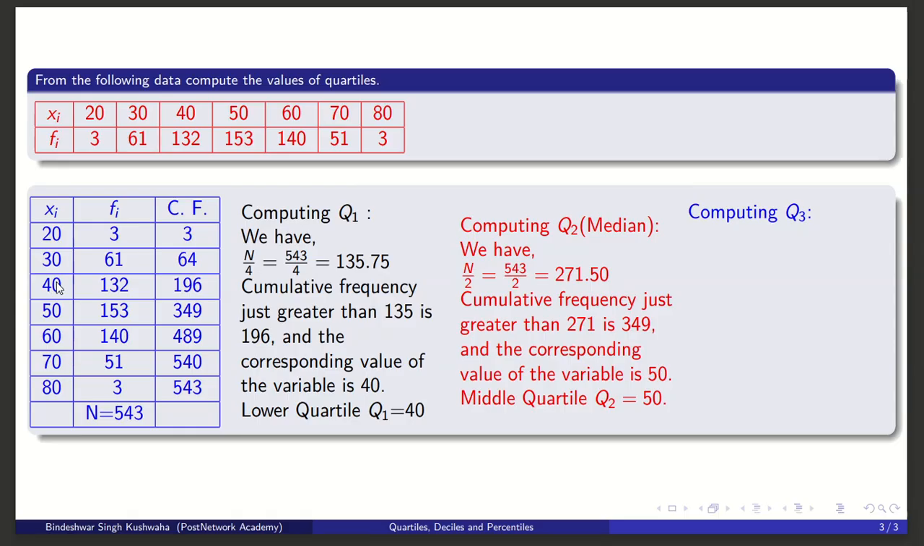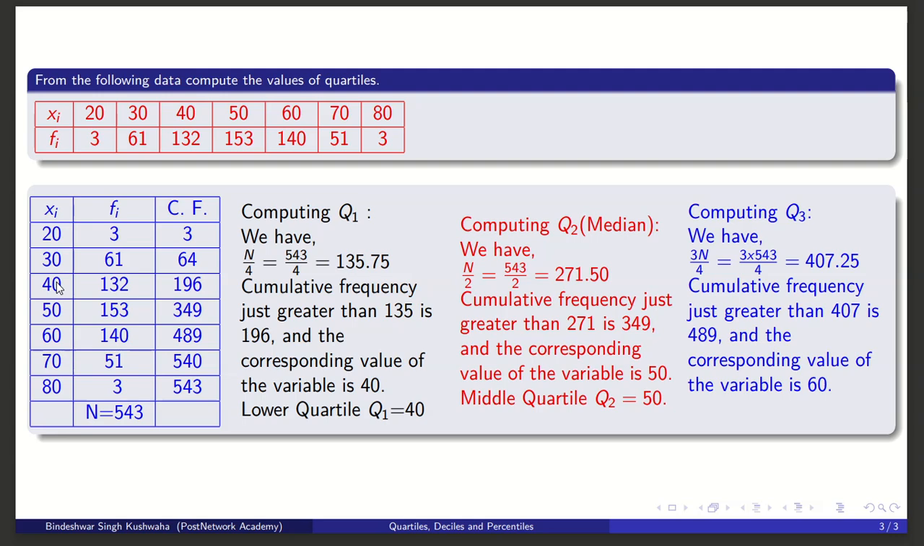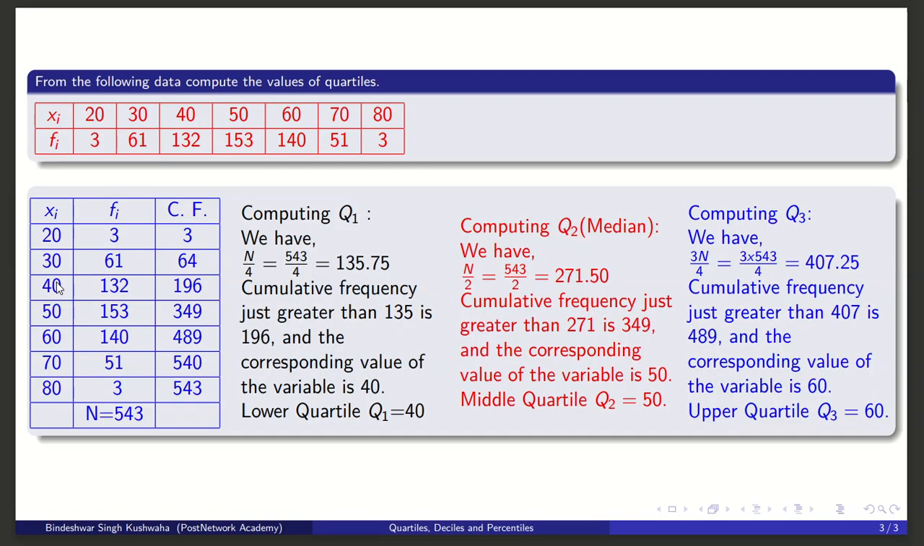Now let's see Q3. So we have 3n upon 4, that is equal to 407.25, but we will consider 407, and the cumulative frequency just greater than 407 is 489, and the corresponding value of the variable is 60. So Q3 would be 60, and it means that 75% of observations would be below Q3.